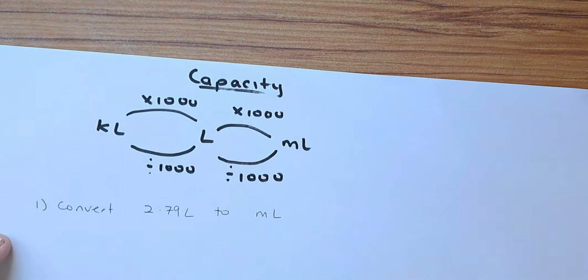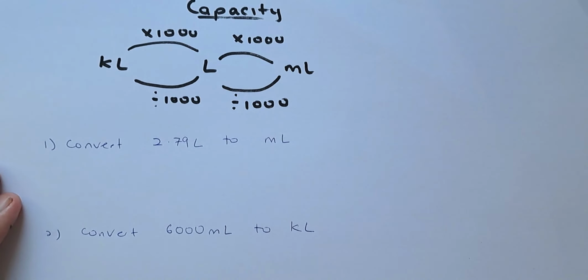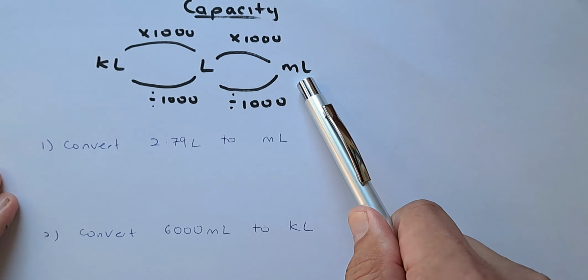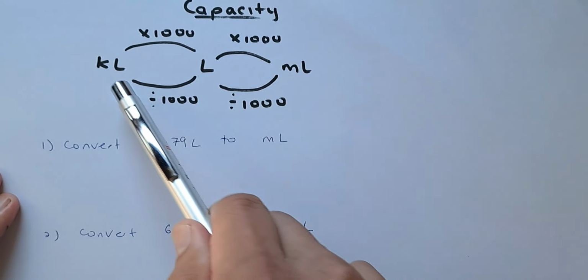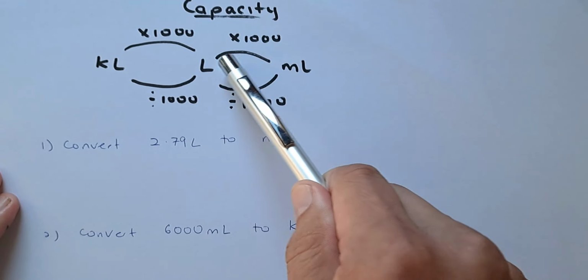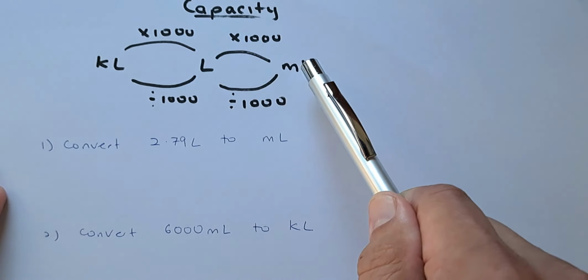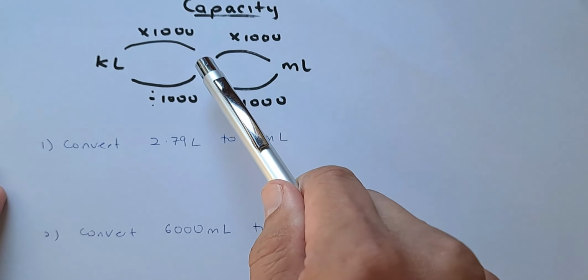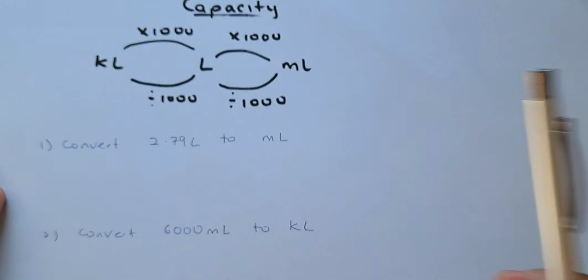Last but not least, we are looking at the next measurement. It's called capacity. Capacity is usually measured in kiloliters, liters, or milliliters. So it's quite similar to mass. From kiloliters to liters, you multiply by 1,000. Liters to milliliters, you multiply by 1,000. If you go the other way around, milliliters to liters, you divide by 1,000, and from liters to kiloliters, you divide by 1,000.